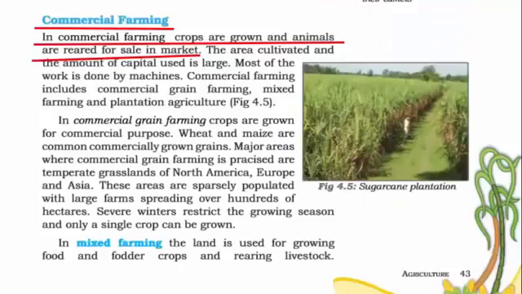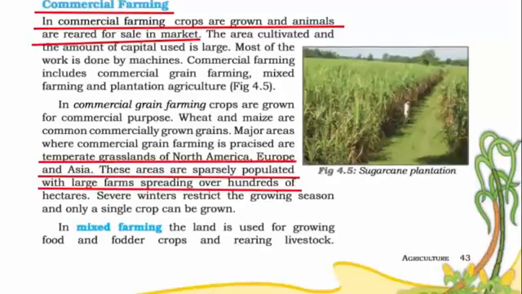Commercial farming. The meaning of commercial is trading, business, private enterprise. So in this type of farming, you grow crops and rear animals for sale in the market because you invest in terms of capital, machinery, and human labor. Hence, the output needs to be sold in the market to earn profit. Usually this type of farming is practiced in areas of temperate grasslands of North America, Europe, and Asia.